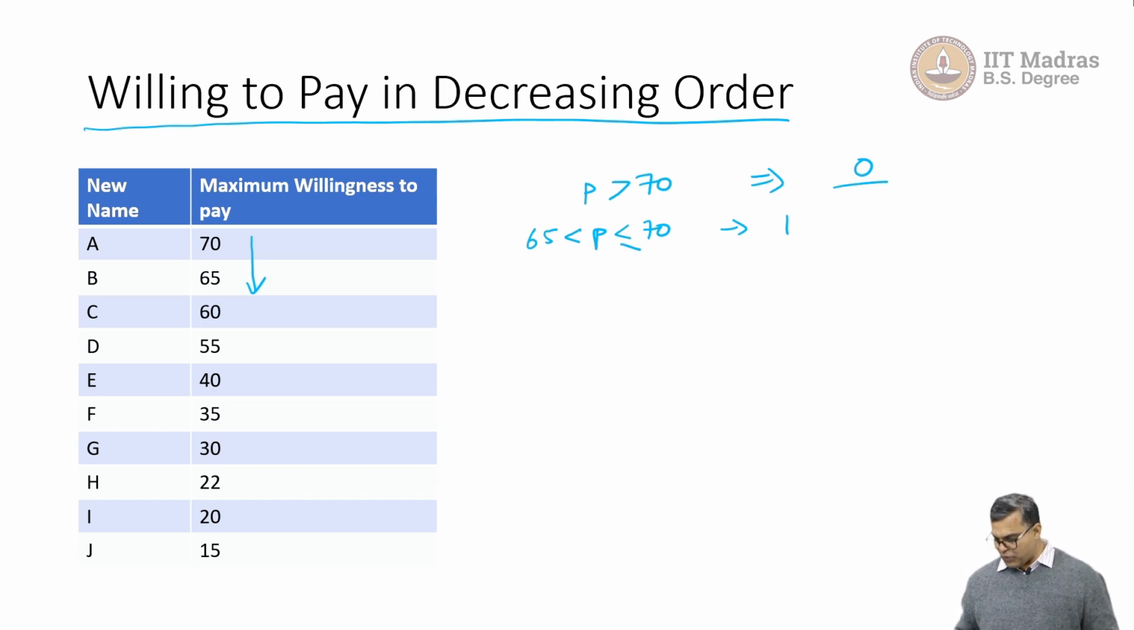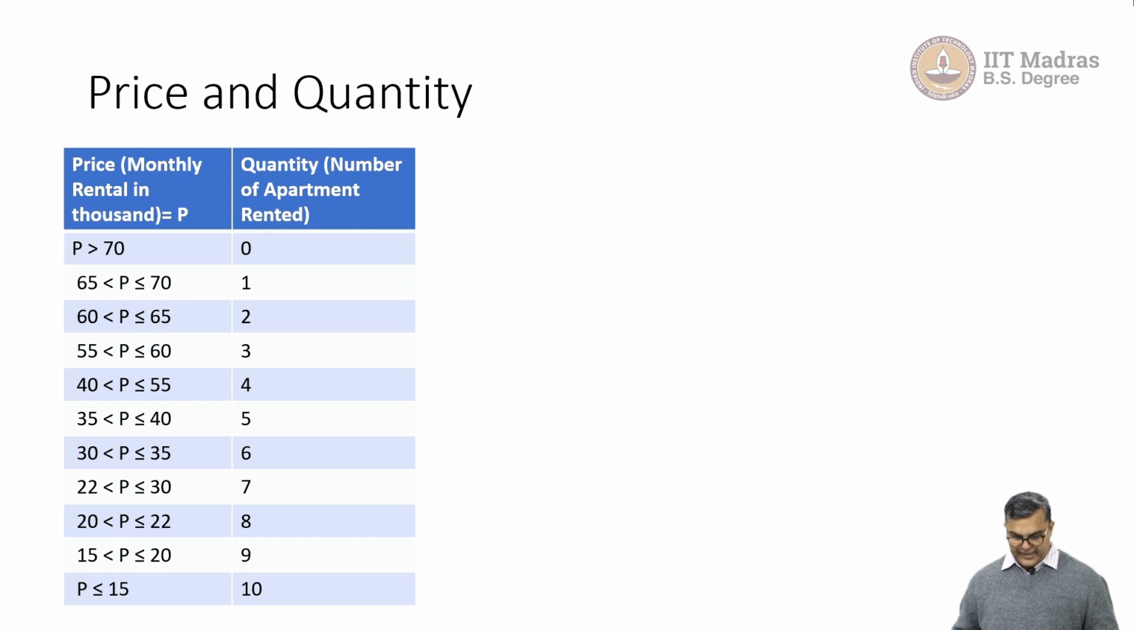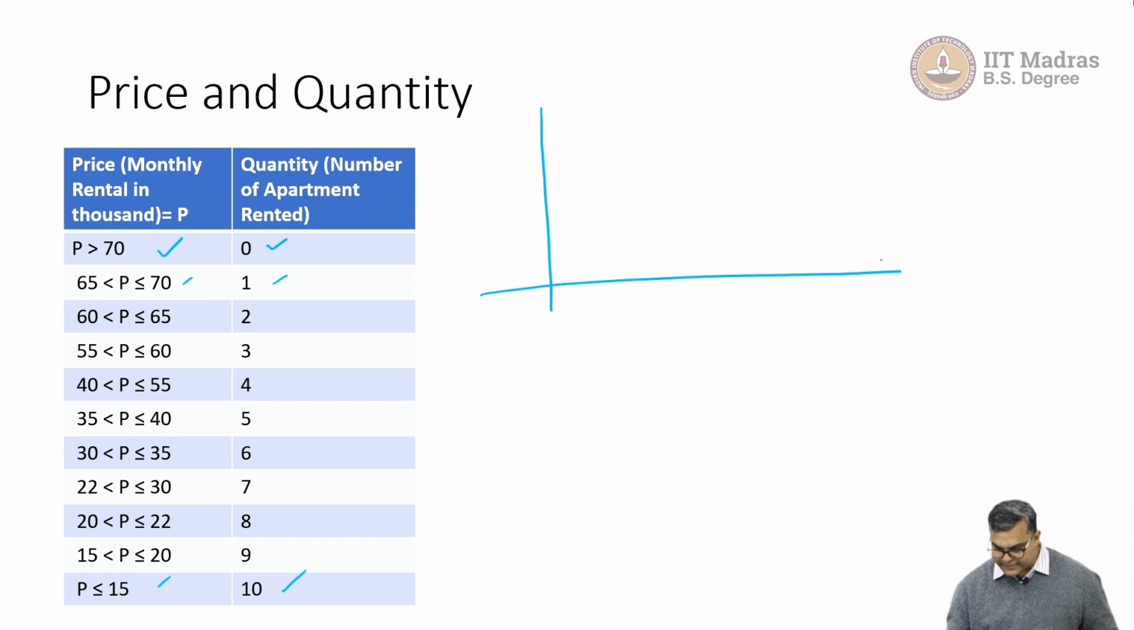We can look at all the prices and how many apartments will be rented at different prices, and here I have a table that gives exactly that. If P is greater than 70, no one will rent any apartment. If P is between 65 and 70, one apartment will be rented, and if P is less than 15, all 10 apartments will be rented, and this we can draw as a graph.